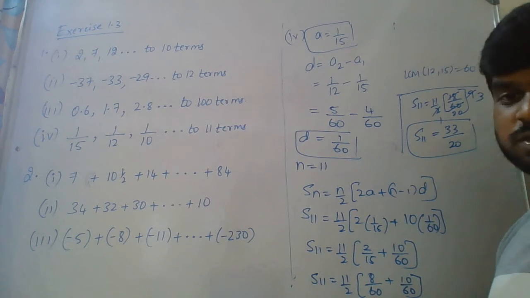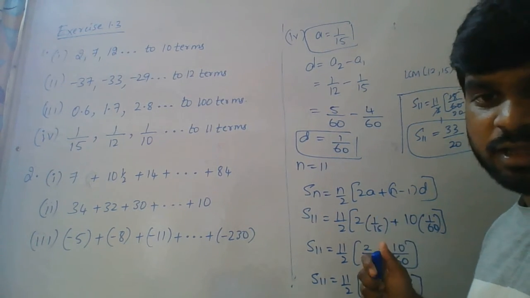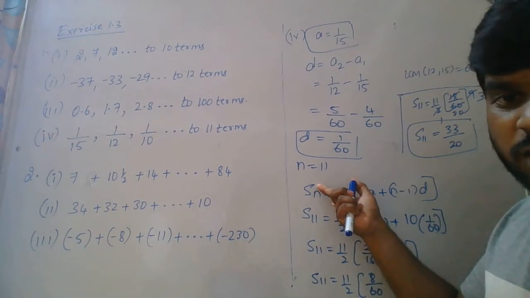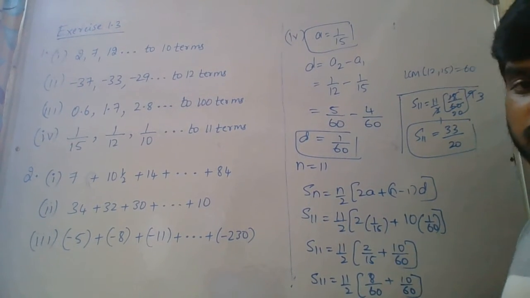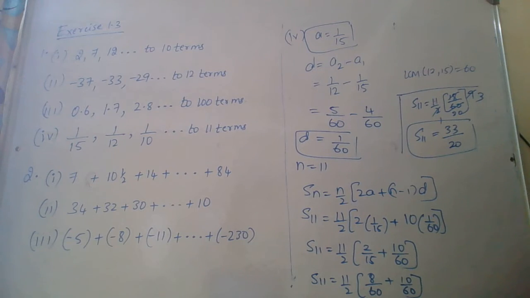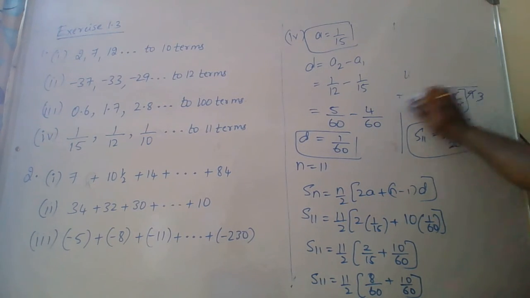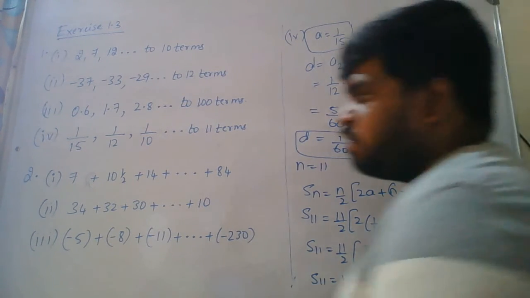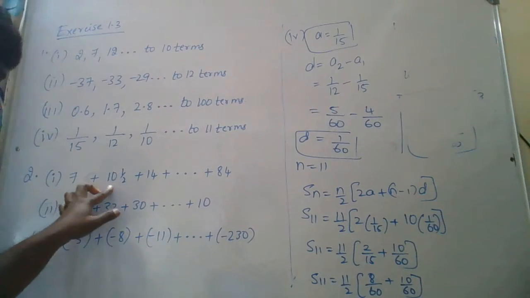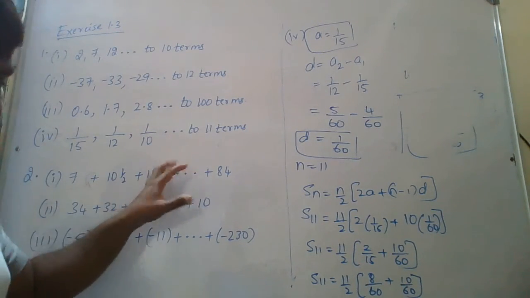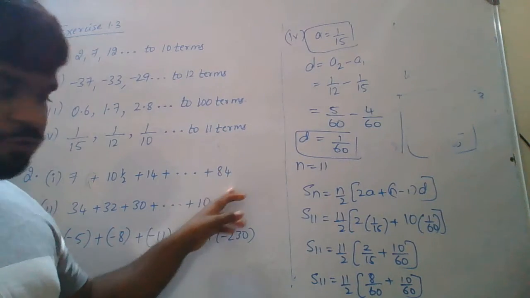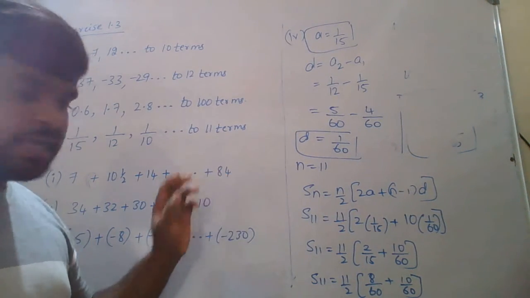In all these problems, initially we found the value of A and D, and in the question itself they have given you the value of N. So we were easily able to find it. Okay, let's get into the second main. In the second main, if you observe, we have to add 7 plus 10 and a half plus 14 plus so on. There are some numbers in between, plus 84. So the last number that we are going to add is 84.